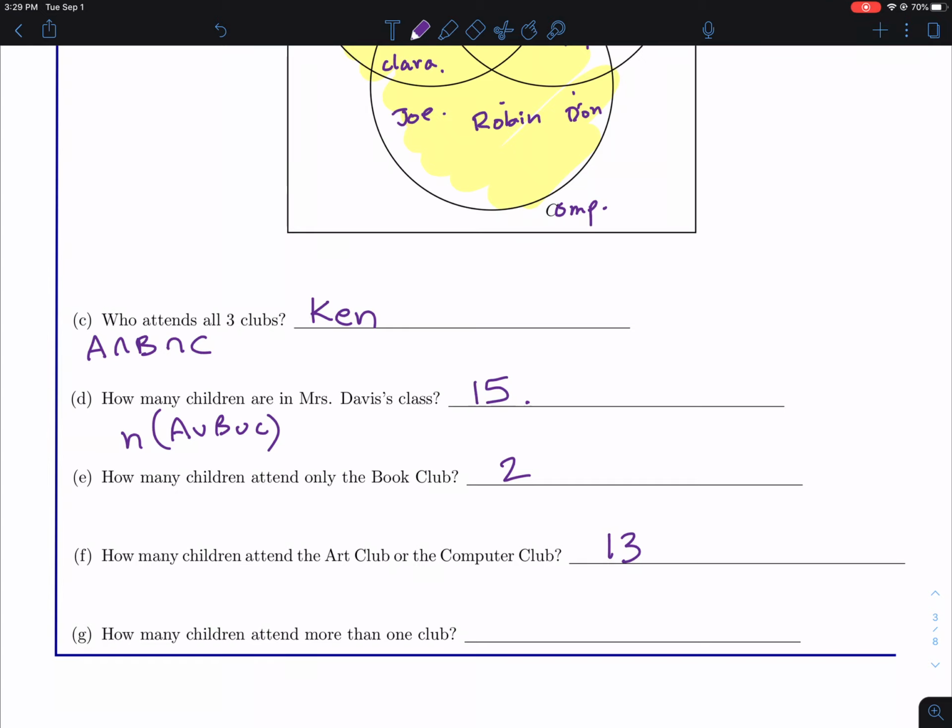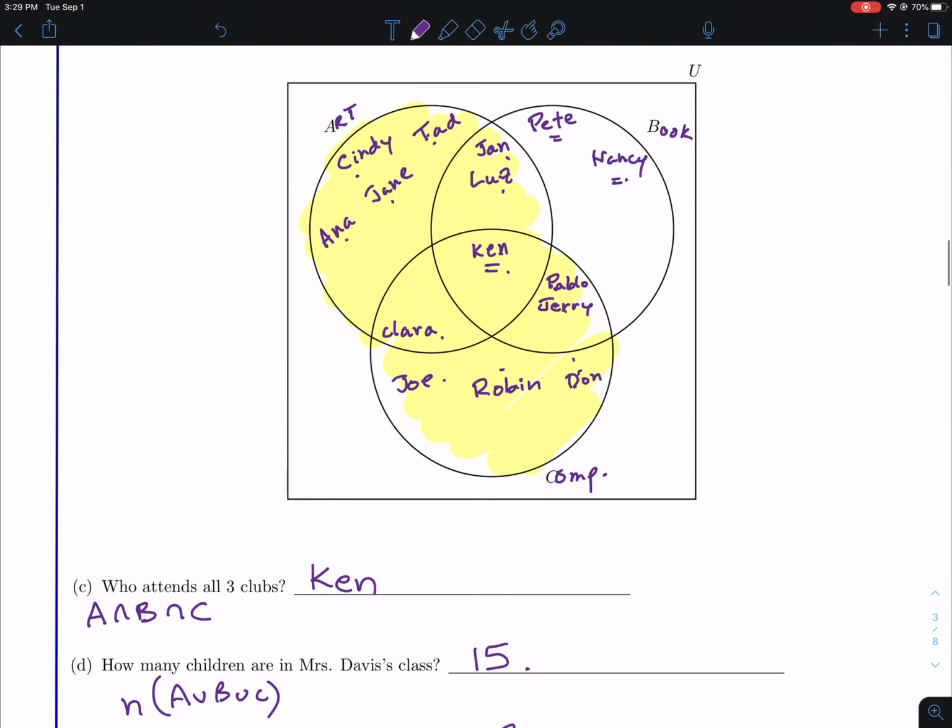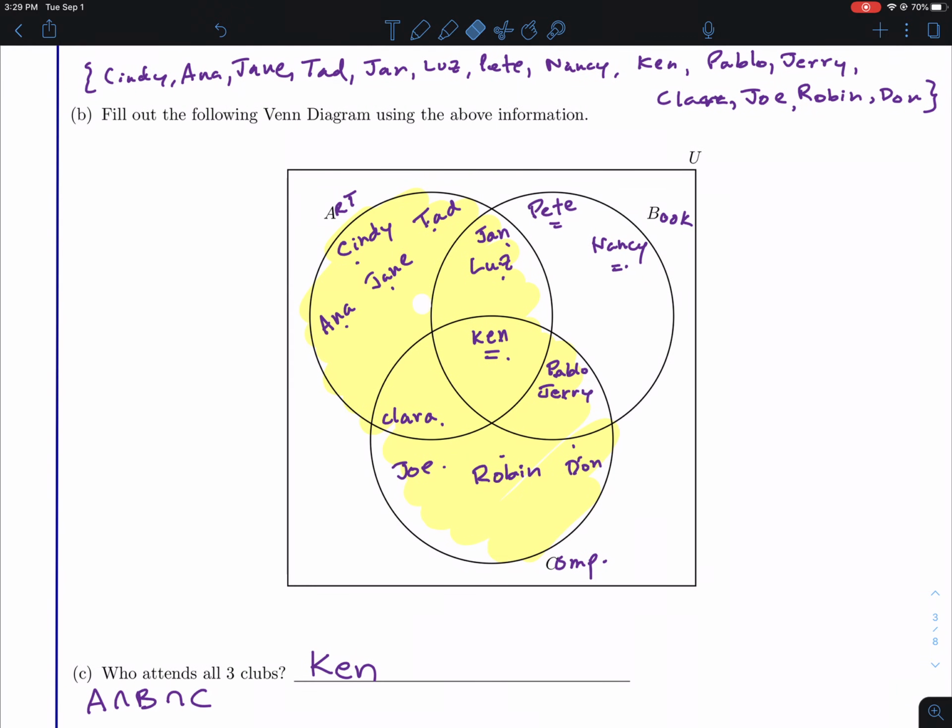And then finally, how many children attend more than one club? So let's see if I erase this. Good. Yay, that's what I wanted. Erase just what I wanted.